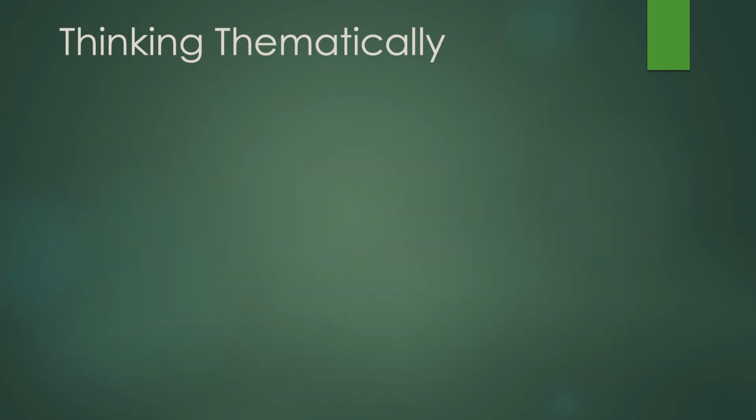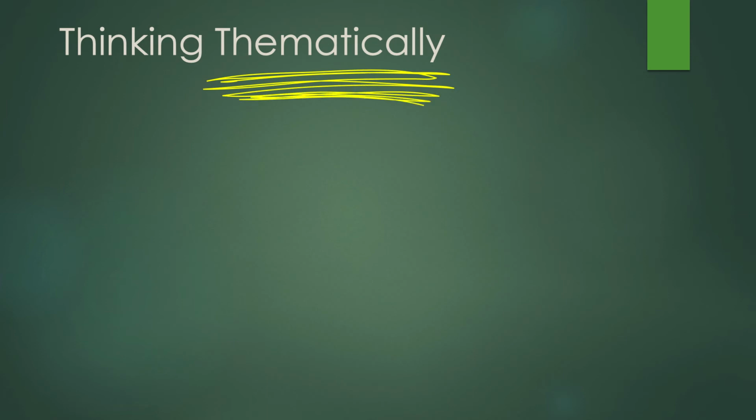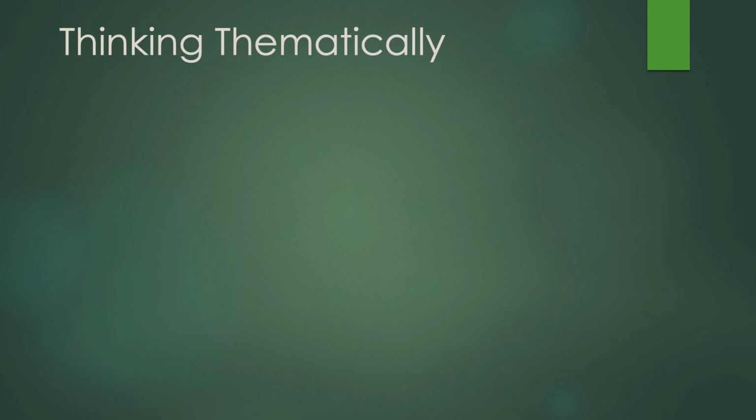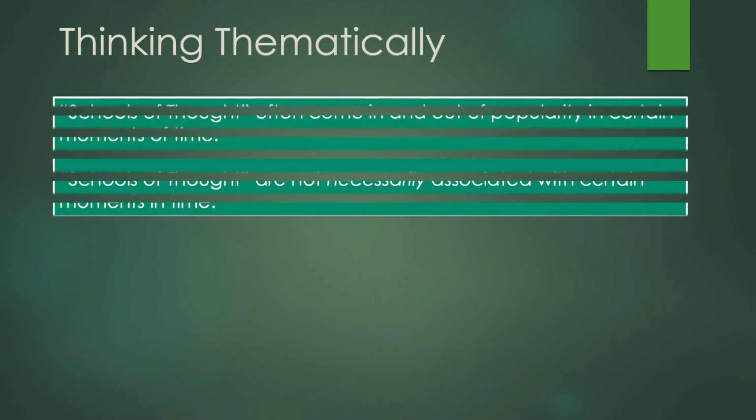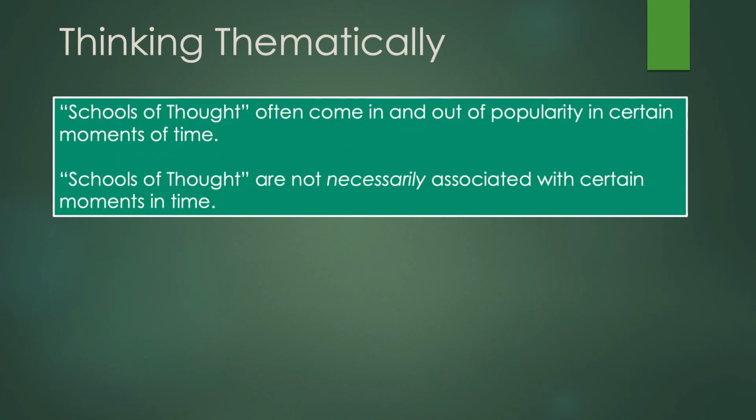The second main way to organize a historiographic debate is to organize it thematically. Sometimes it's not so simple as just walking through time. Sometimes historiographical camps emerge at roughly the same time, or it's better to think through these camps by tackling them in their respective groups. For while schools of thought often come in and out of popularity at certain moments of time, they're not necessarily associated with certain moments in time.